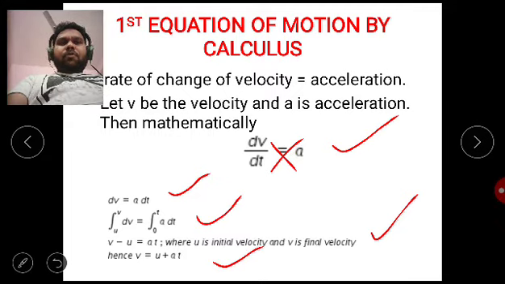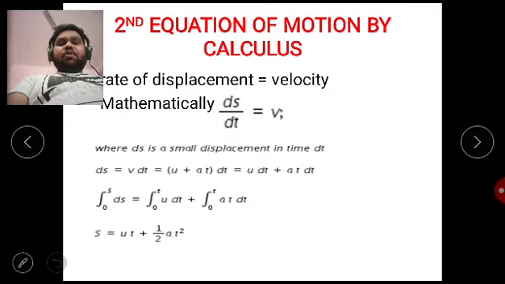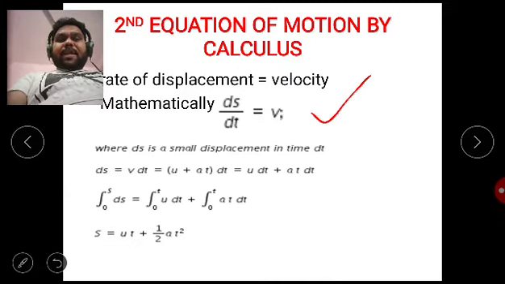Now we will move to the second equation of motion. It is also called the position time relationship. Now we know that instantaneous velocity is the rate of change of position with time. So the rate of change of displacement or position with time gives us instantaneous velocity. So we get v is equal to ds by dt. Again we will cross multiply, so we will get ds is equal to v dt.